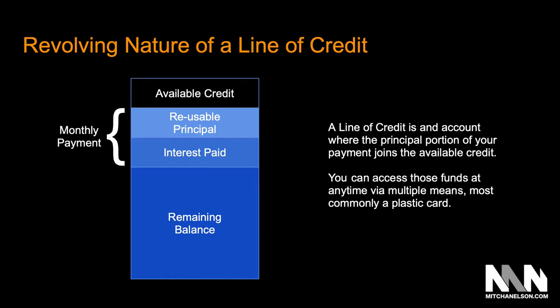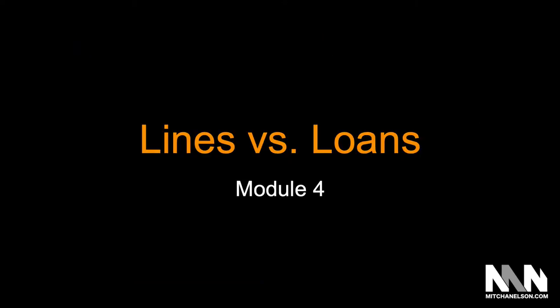The reusable principal portion, that's the portion that we're really going to take advantage of, because it allows us to lower our balance by putting our whole paycheck in, reuse the portion that's not taken as interest, and then cause our balance to be lower, which means the next interest payment is going to be even less. So we very much use this nature of a line of credit to our advantage as we're working with the speed banking strategy. So that gives you a good overview of the difference between lines versus loans.